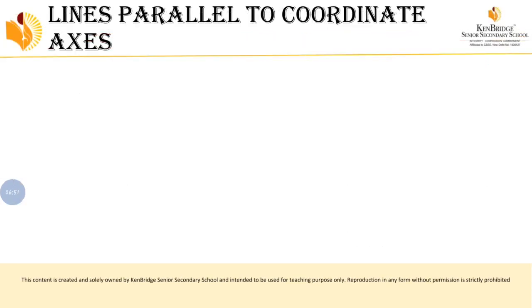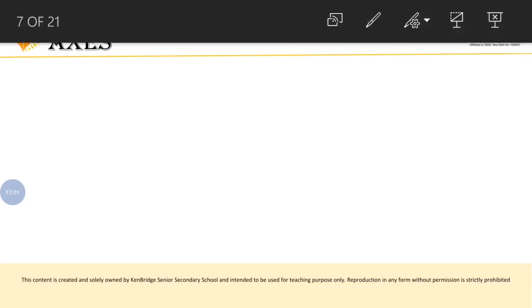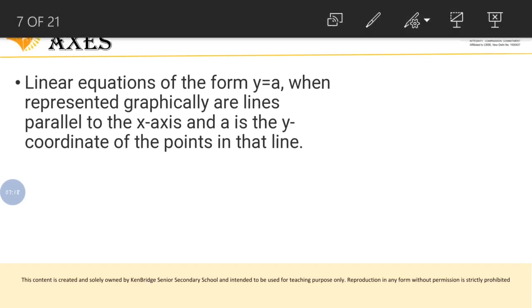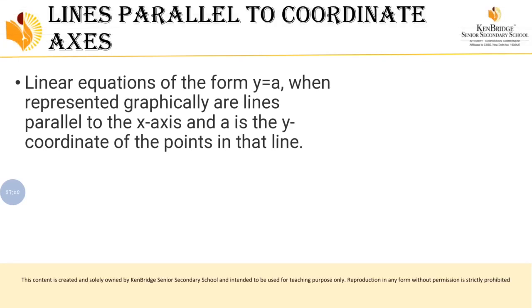Lines parallel to coordinate axis. Now we have seen about the lines passing through the origin previously. Now we are going to see the parallel lines to the coordinate axis. Okay. So parallel lines, how we will get a linear equation of the form y is equal to a when represented graphically: lines parallel to the x-axis, and a is the y coordinate of the points in that line. So let's see the next point also, then we will see the explanation.